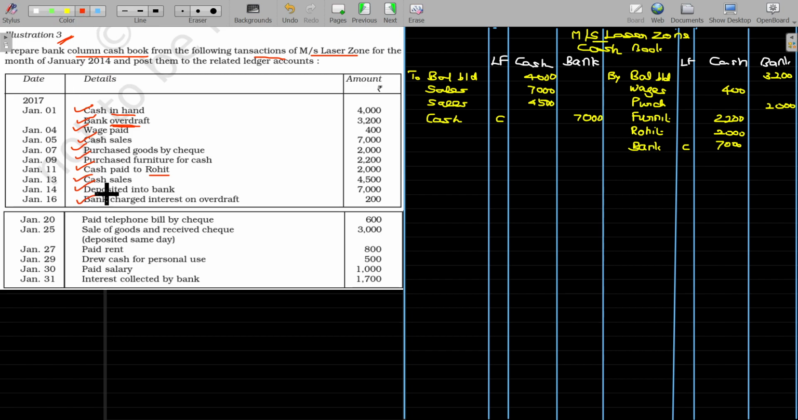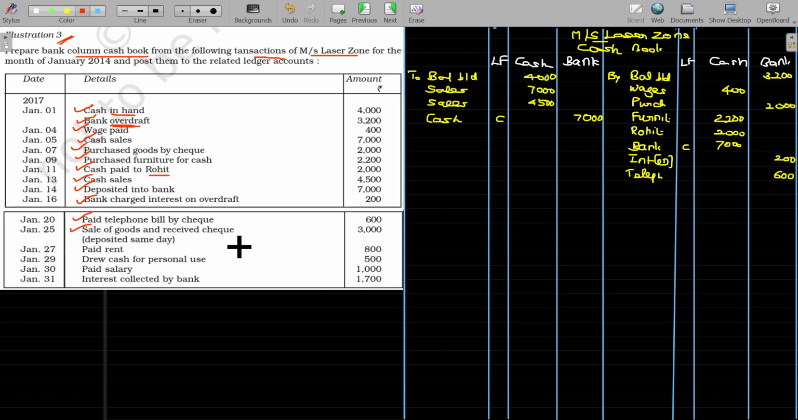Bank charged interest on overdraft, 200 rupees. Payment side, interest on OD. As we are already aware, this bank has a negative balance. Bank balance is negative, so interest might have been charged. So here the charge will be in expenses, or it should be posted at the payment side. Paid telephone bill by check. So telephone bill paid, this payment being 600, that too by way of check. So in the payment side, 600 rupees.